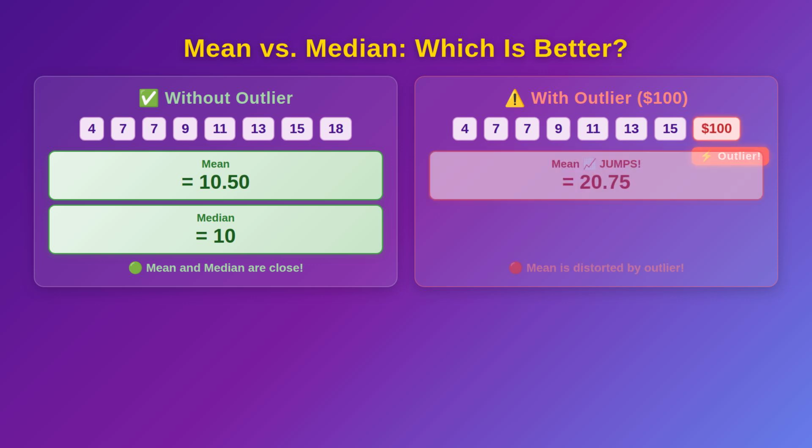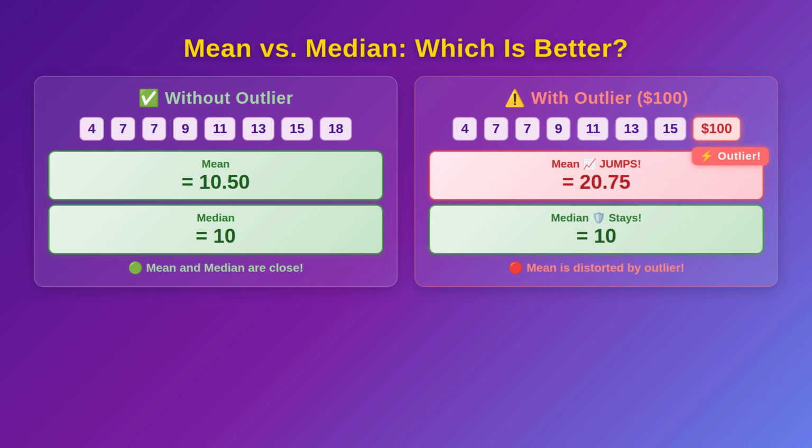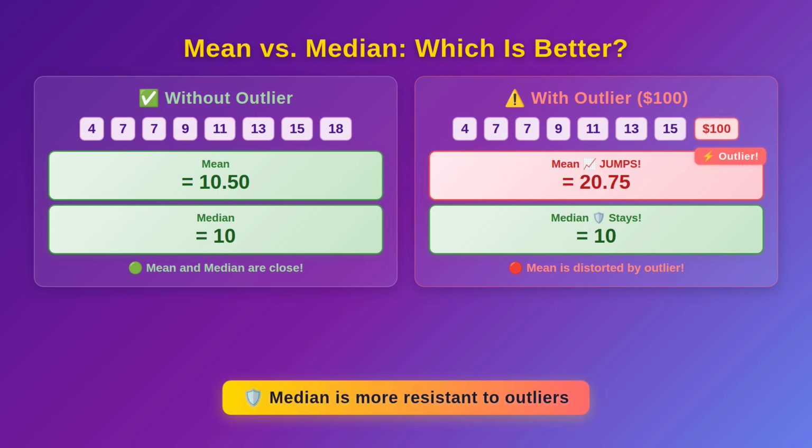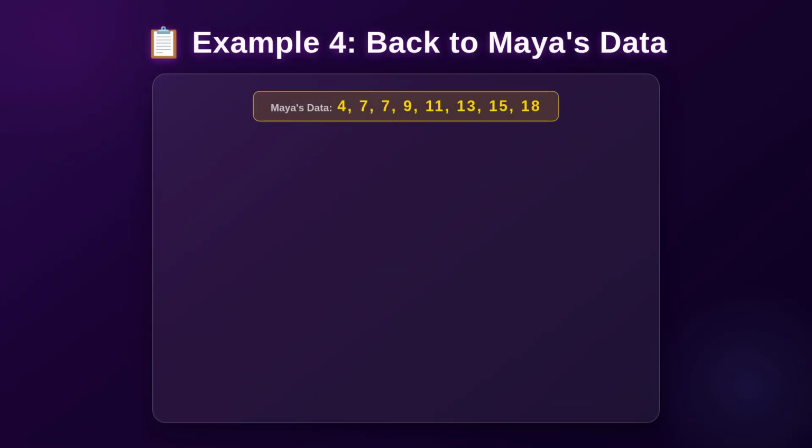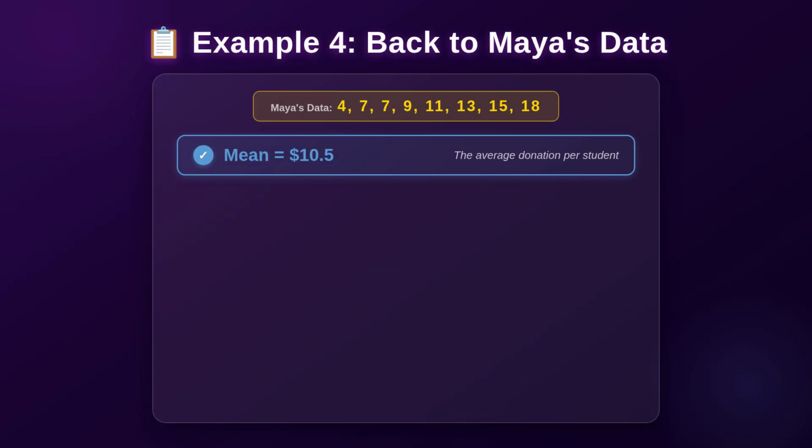Here's a question Maya asked that stumped even her teacher at first. When should you use the mean versus the median? Great question. The mean works beautifully when data is fairly balanced. But watch what happens with an outlier, a number that's way bigger or smaller than the rest. Imagine one student donated $100 instead of 18. Suddenly, the mean jumps way up, but the median barely changes. That's why news reporters often say median household income instead of mean. The median is more resistant to extreme values.